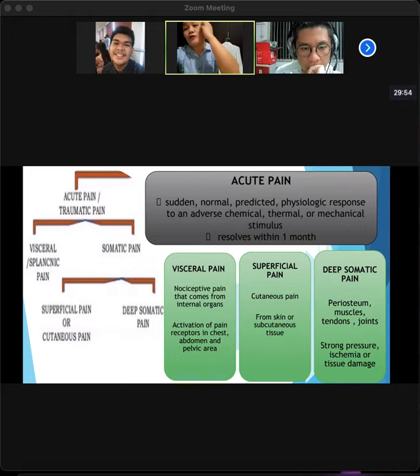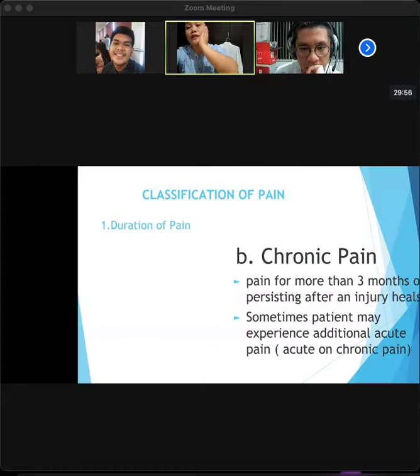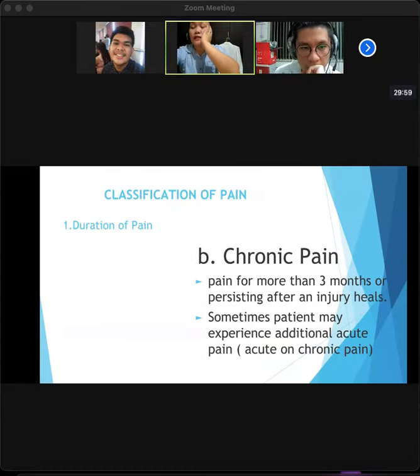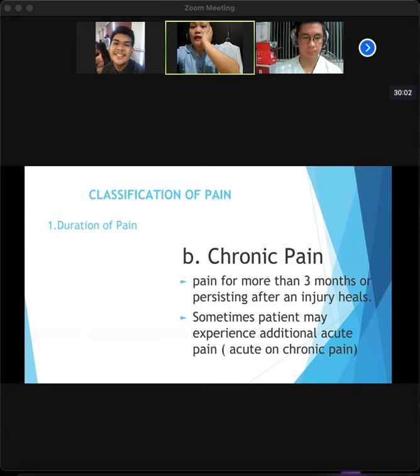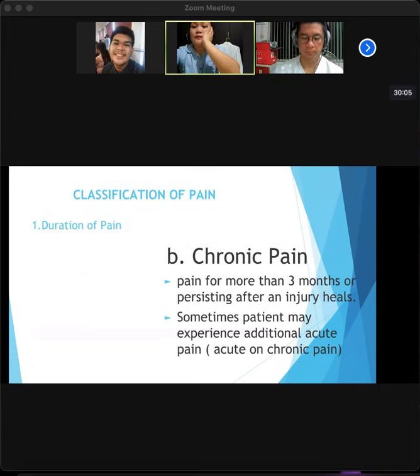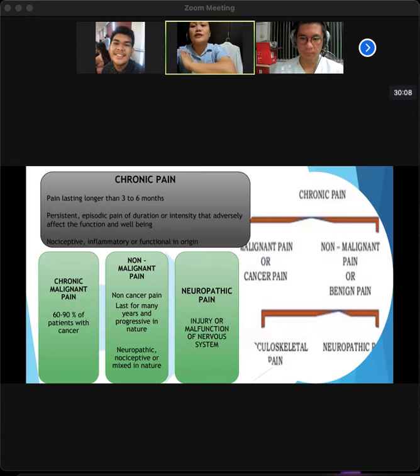And then for your chronic pain, which is usually more than 3 months or after an injury heals, you will have a persistent or episodic pain of duration or intensity that adversely affects the function and well-being of the individual. It is usually nociceptive, inflammatory, or functional in origin. Examples of chronic pain are chronic malignant pain, wherein 60 to 90% of patients with cancer will go into chronic pain.